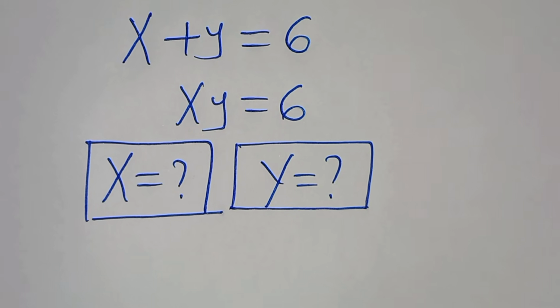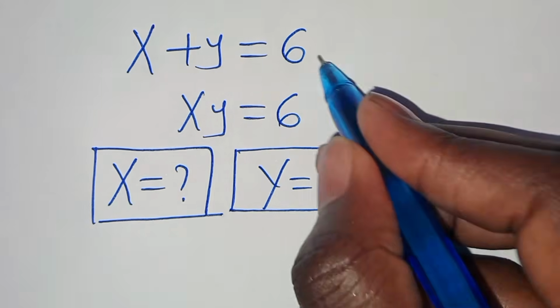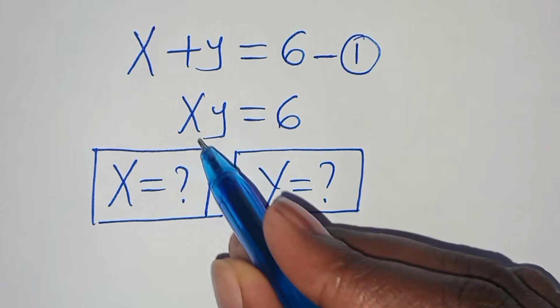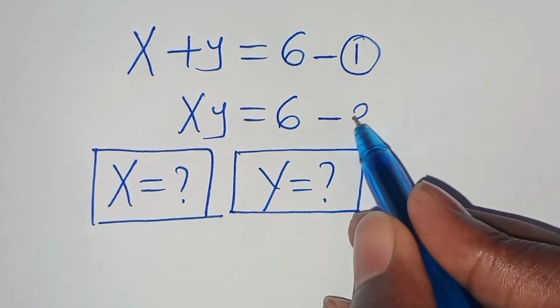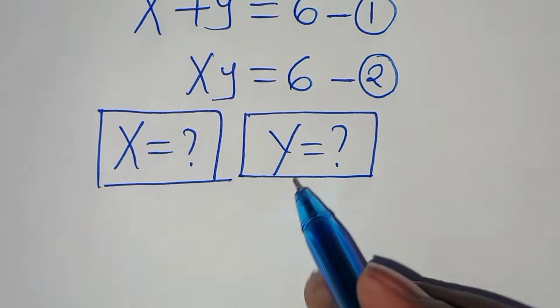Hello everyone, you're welcome to solve this nice algebra problem, which is x plus y equal to 6. Let's call this equation 1. x times y is equal to 6. Let's call this equation 2. So what is the value of x? What is the value of y?